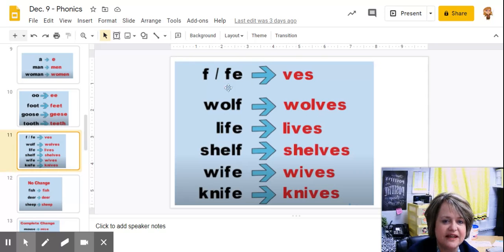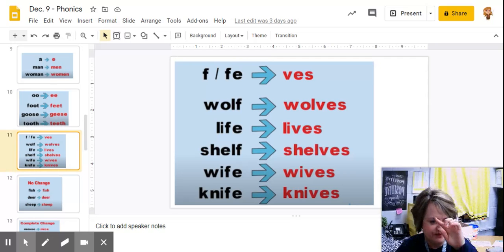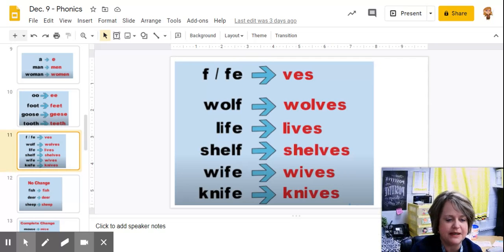Now it says FE, and the reason why it says FE is because when I say life, I still hear that F sound. So I'm going to change the F to a V and add ES. So life becomes lives. A cat doesn't just have one life, it has nine lives. Okay, not really, but that's what they say because they're so nimble, they can do all kinds of stuff that we can't do. Shelf, we're going to change the F to a V, and we're going to add ES.